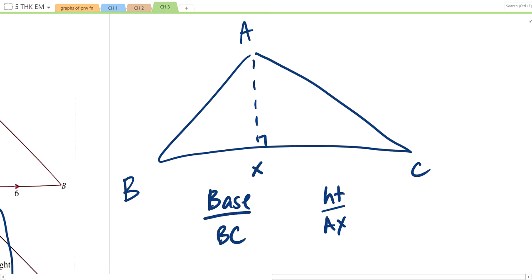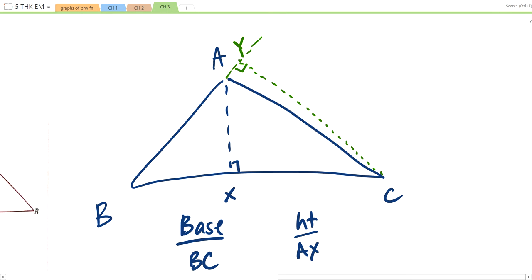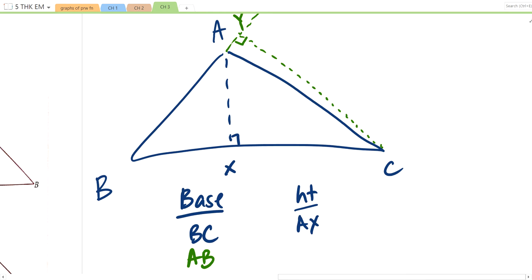Is BC the only base for this triangle? What other bases are there? AB. If AB is the base, where is the height? Look carefully, I have to extend this out. It must be perpendicular. Let's call this Y. So the height is CY.